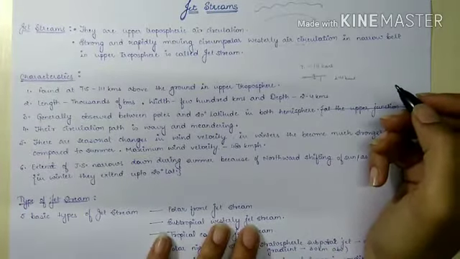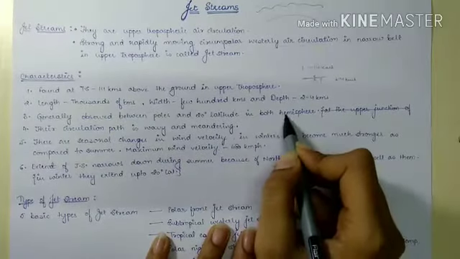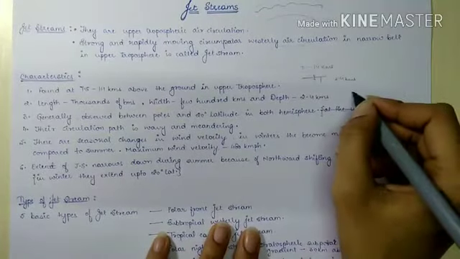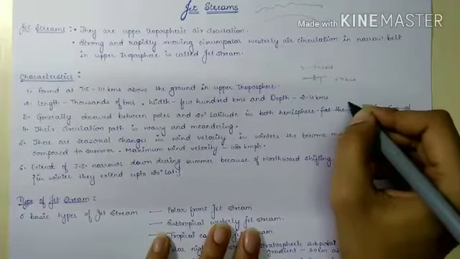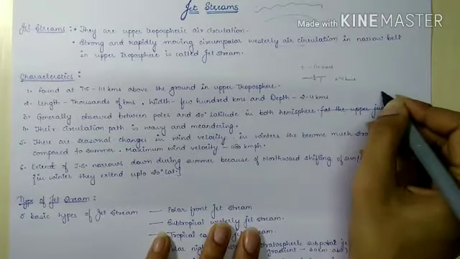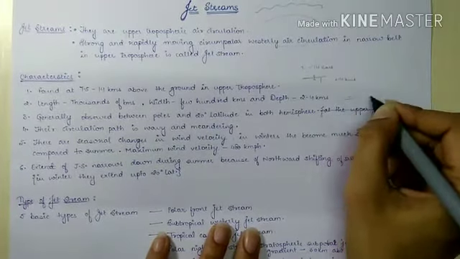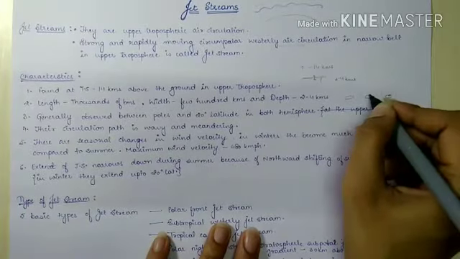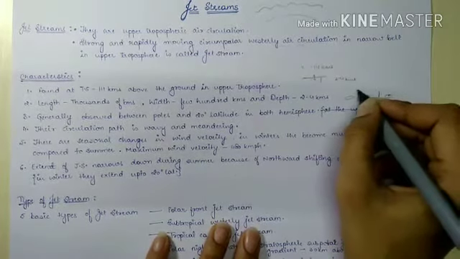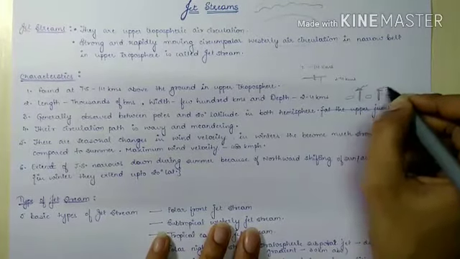Generally they are observed between the poles and 20-degree latitude of both hemispheres. Actually, we have studied the tricellular meridional circulation. These were three cells, that is the polar cell, Ferrel cell and Hadley cell, that we have studied. On the convergence area of these cells, we have our jet streams flowing.